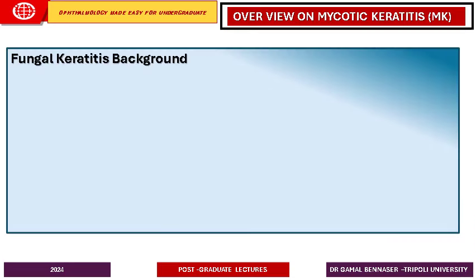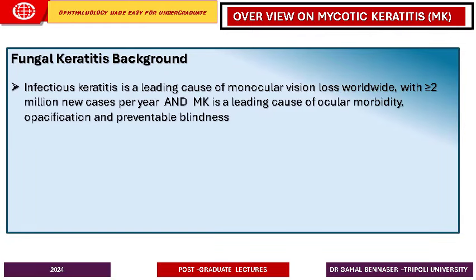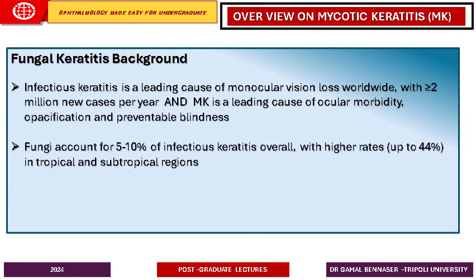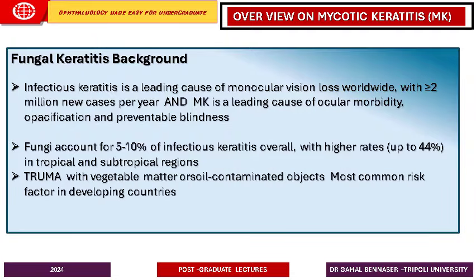Now we come to an important cause of infectious keratitis, which is known as fungal keratitis, also named as mycotic keratitis, abbreviated as MK. Although infectious keratitis is a leading cause of monocular vision loss all over the world, mycotic keratitis remains one of the main causes of ocular morbidity and opacification, and a cause of preventable blindness, because fungal keratitis accounts for about 5 to 10% among infectious keratitis, and is especially common in tropical and subtropical climate countries.